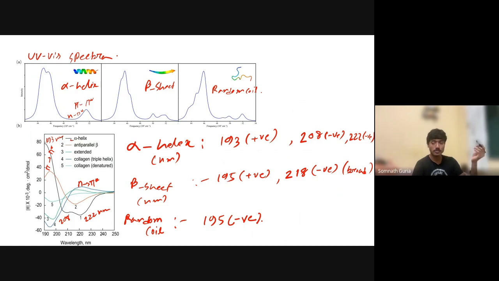That may not always be possible. And another possibility is that the random coil has the pi to pi star transition around the 195 nanometer region, and the n to pi star will be in the positive direction. It is the reverse of the beta sheet, near to the reverse, but not exactly reverse.